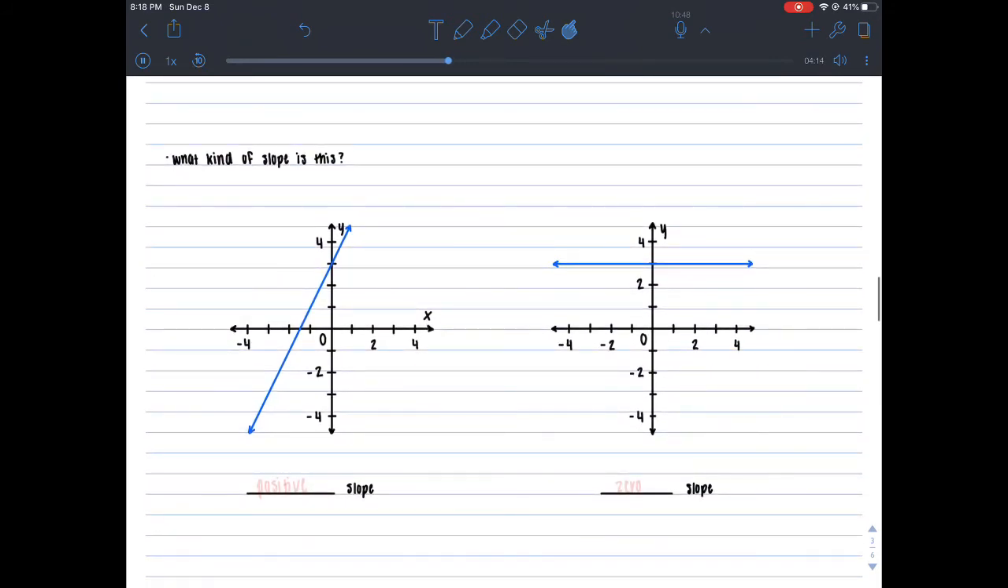So now we're going to identify what kind of slopes these 2 problems are. Our first one, since it is tilted to the right, has a positive slope. For our second one, since it is parallel to the x-axis, we have a 0 slope.